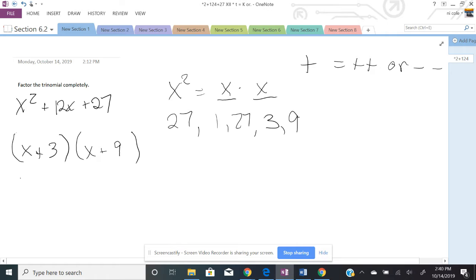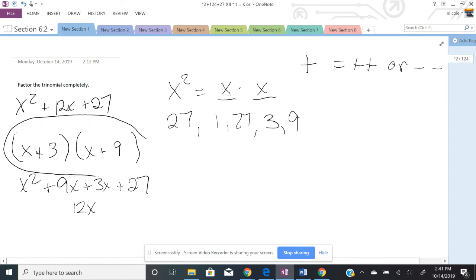So I'll have x times x, which is x squared. Then I'll have x times 9, which is plus 9x. Then I'll have 3 times x, which is 3x, plus 3 times 9, which is 27. Make sure you actually check this. What is 9 plus 3? That is my 12x. So that checks. So this would be your solution set.